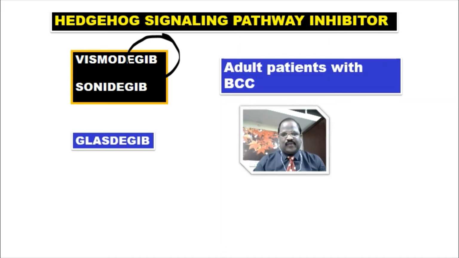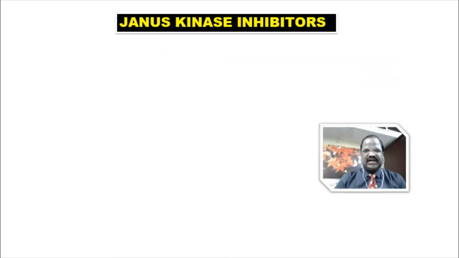And we have one more new drug called GLA, glasdegib. It's a newer Hedgehog signaling pathway inhibitor useful for treatment of AML. So you should know Hedgehog signaling blockers. Another very important small molecule inhibitor is called Janus kinase inhibitor. Very important area, Janus kinase inhibitor.